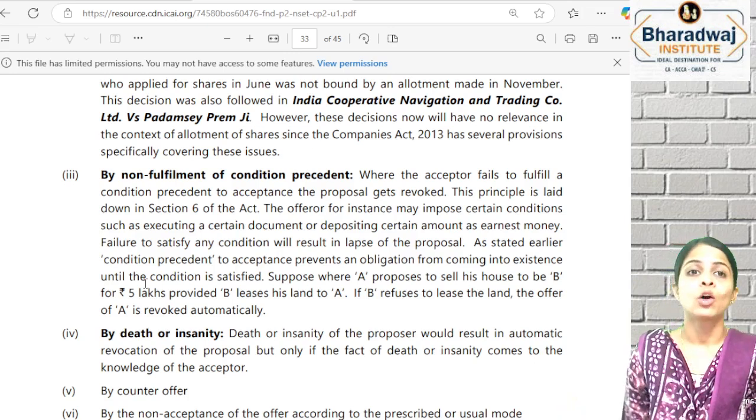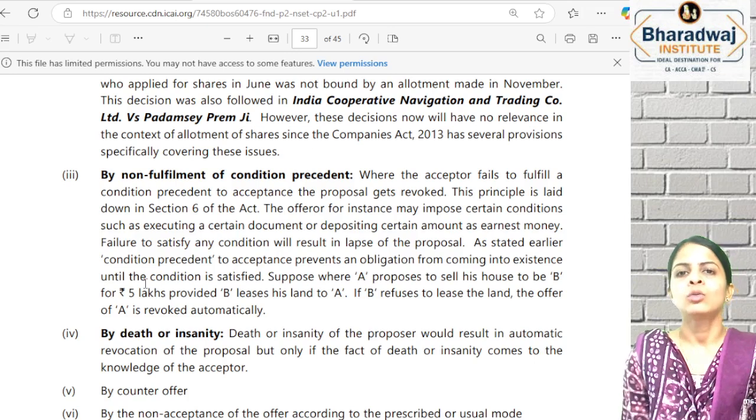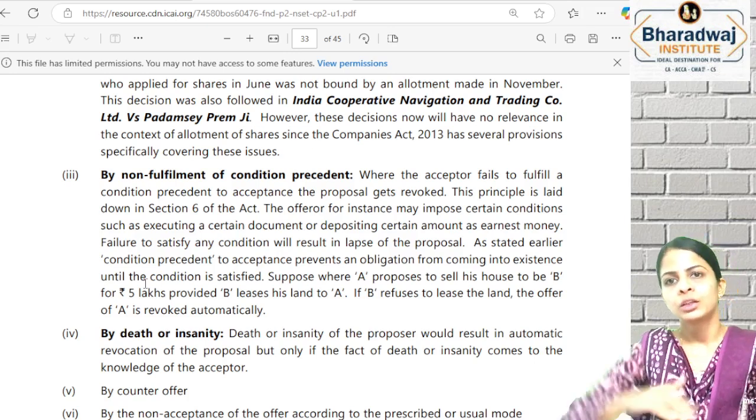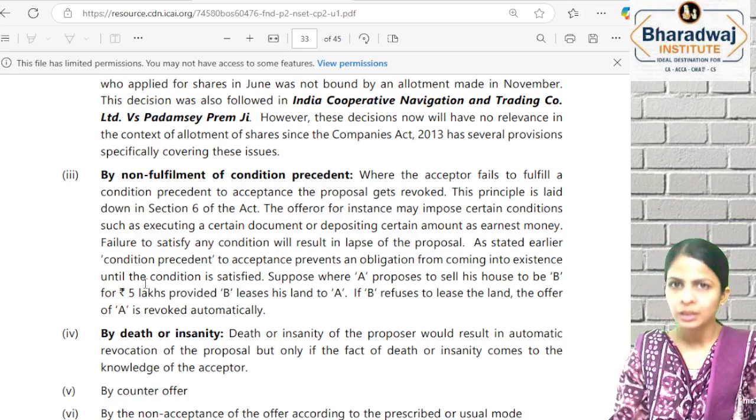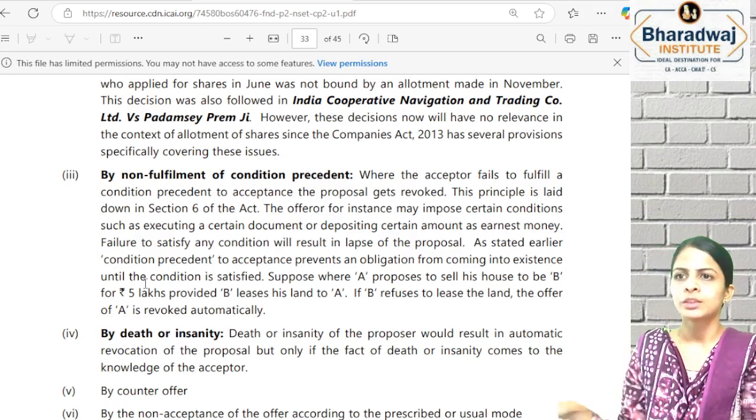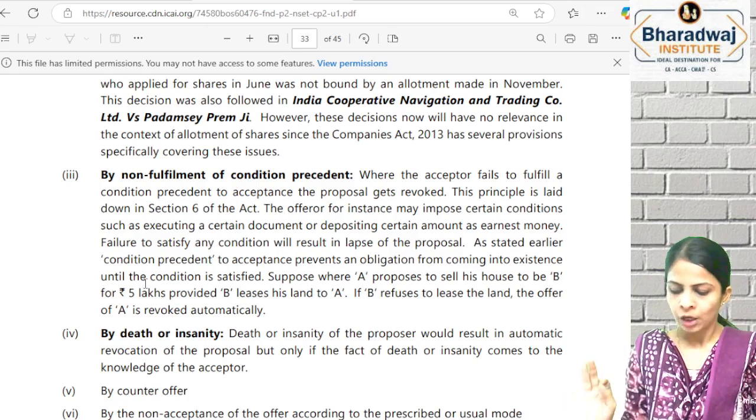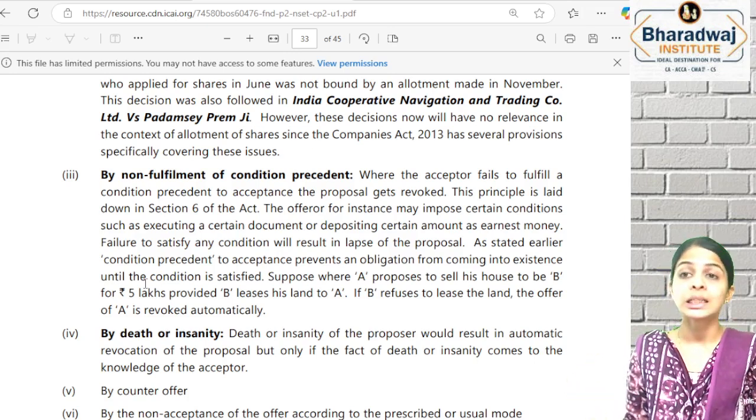Next, counter offer. Counter offer amounts to rejection of the original offer. Counter offer is making a new offer. Original offer is revoked. Next, non-acceptance in prescribed mode, subsequent illegality.